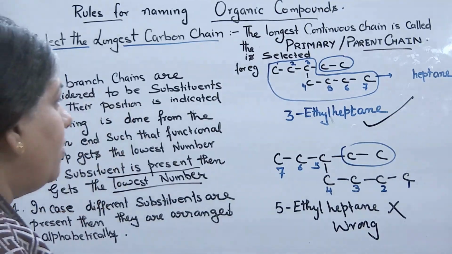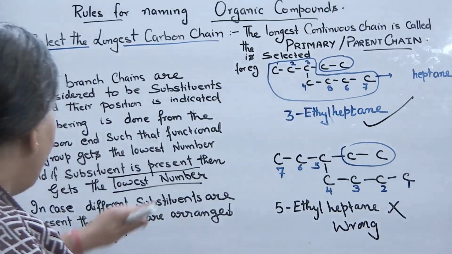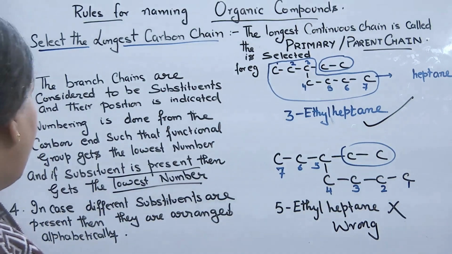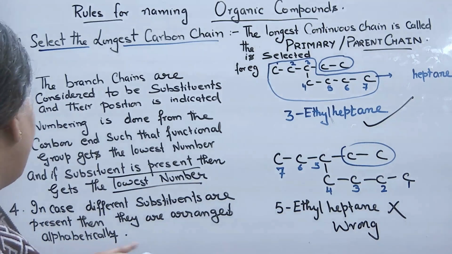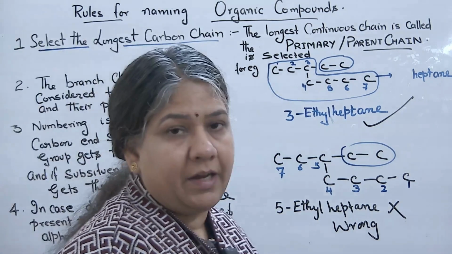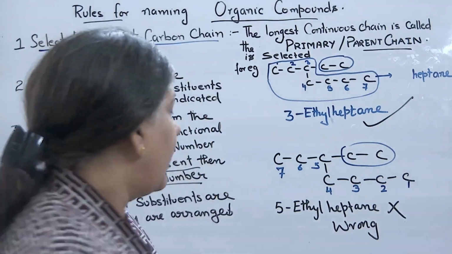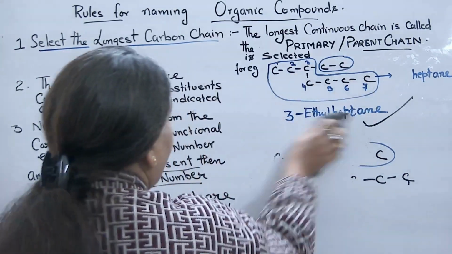Okay, if a functional group is present, then we'll see how we are going to name it. See, in case different substituents are present, they are arranged alphabetically. I'll explain this with the help of another example.